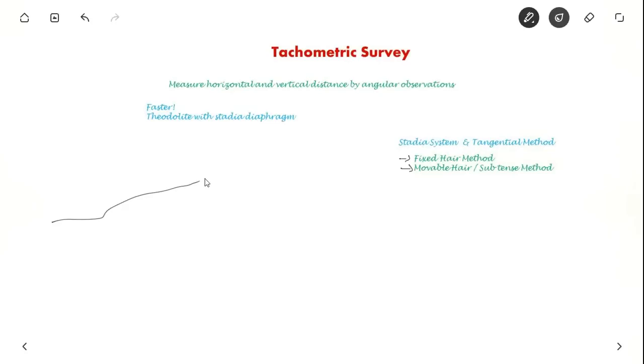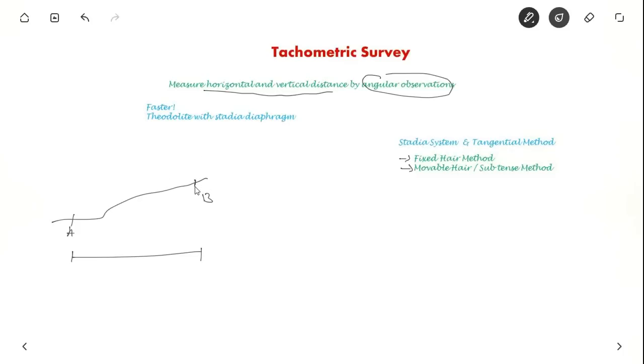Suppose you are on a hill like this and you want to measure the distance between point A and point B. In this linear measurement, if you use a chain, it is very difficult. So in these kinds of situations, you go for tachometric survey. It is nothing but measuring horizontal and vertical distance by angular observations.